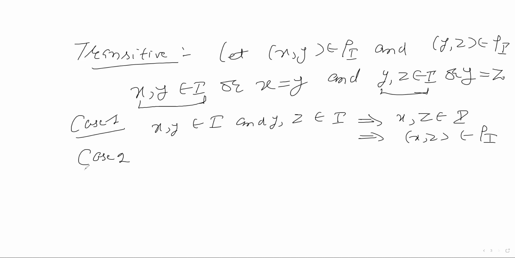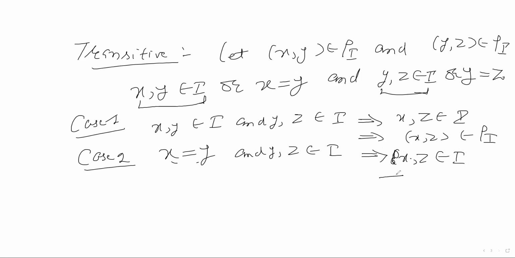Second case could be x is equal to y and y comma z belongs to I. Now see, x is equal to y and y comma z belongs to I, and it says again that x comma z belongs to I, and this says that the pair x comma z belongs to rho I.